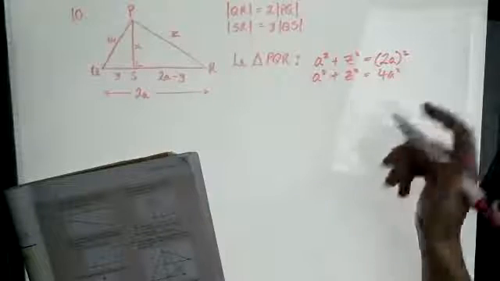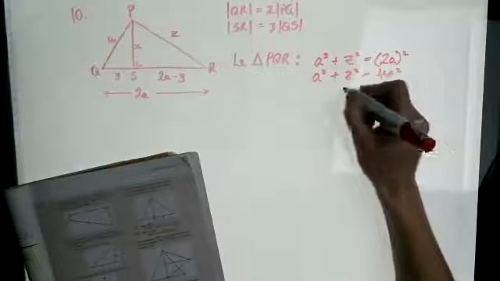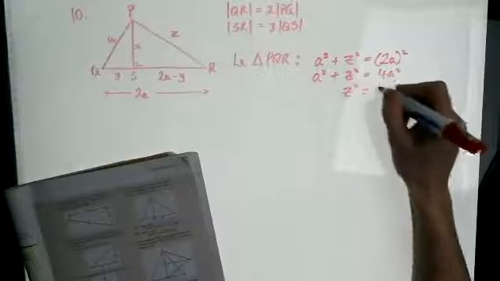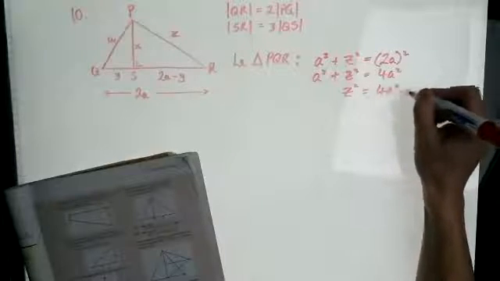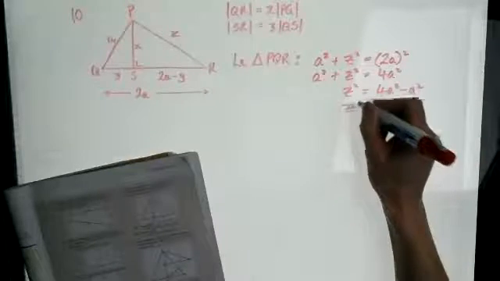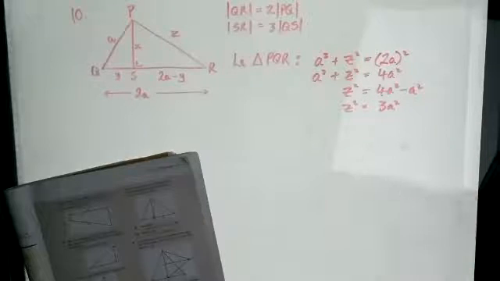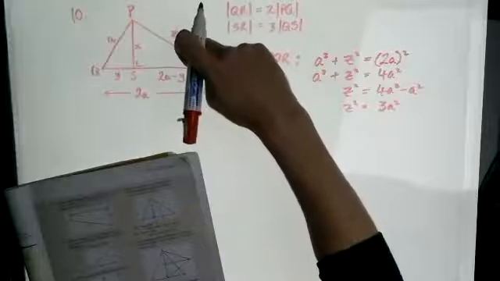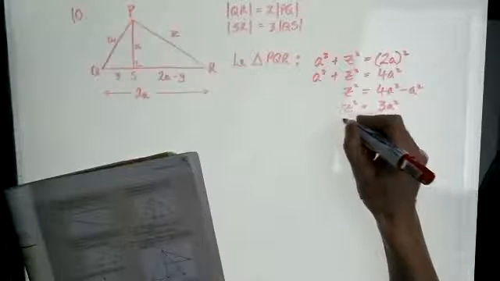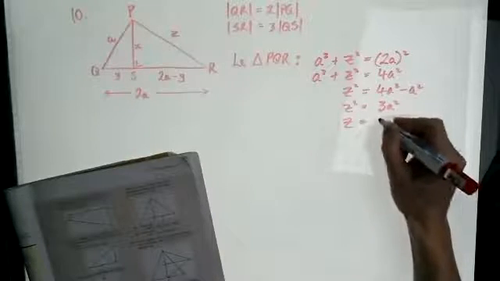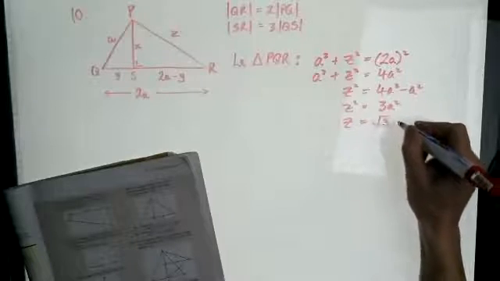Now, Z squared equals 4A squared minus A squared. So Z squared equals 3A squared. Then Z equals the square root of 3A.